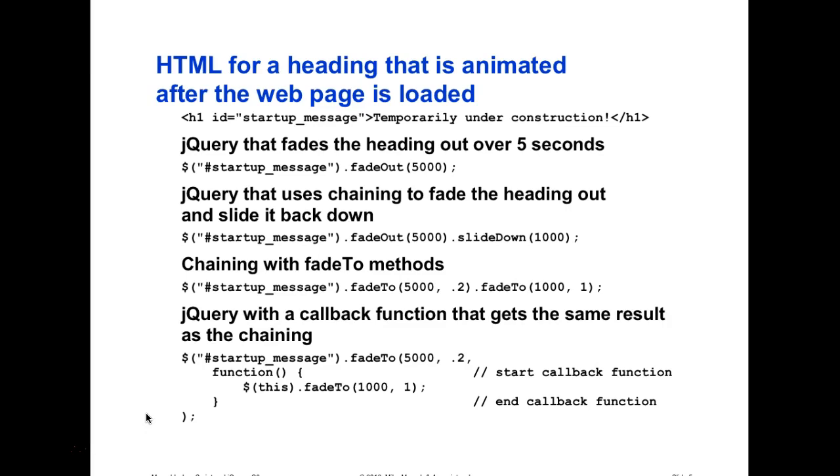So lastly, let's get an example of the callback function with this. So we've got jQuery with a callback function that gets the same result as the chaining. So again, I have the startup message, and as we said in the last slide, it'll run for 5 seconds. It'll start at 0.2 opacity, and then we're running a function closure with a callback, so that this, which is the startup message, will fade to 1,000 in 1 second. So there's your callback. It simply is a function closure that runs when this finishes.